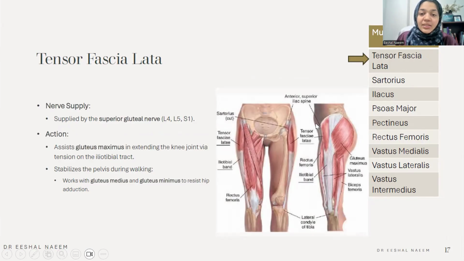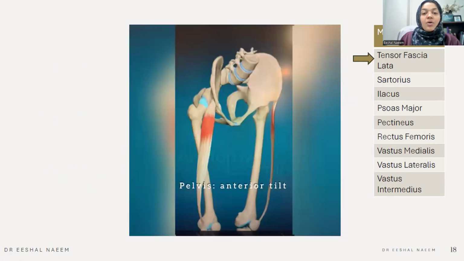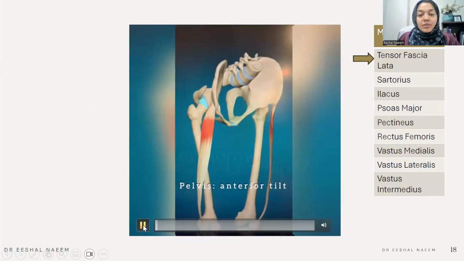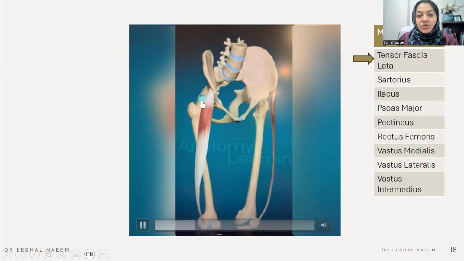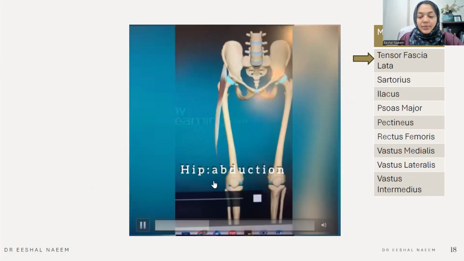The action, basically: the tensor fasciae latae assists the gluteus maximus in extending the knee joint via the tension of the iliotibial tract. It stabilizes the pelvis during walking. It works with the gluteus medius and minimus. And you can see that the minimus, medius, and tensor fasciae latae are all three supplied by the superior gluteal nerve of the sacral plexus. Now, this is the tensor fasciae latae. You can see, right? Moving on.